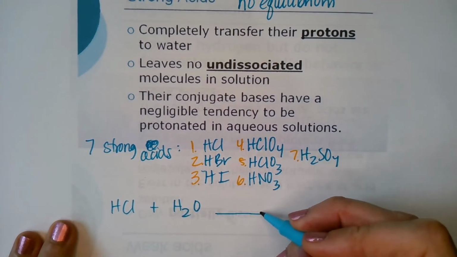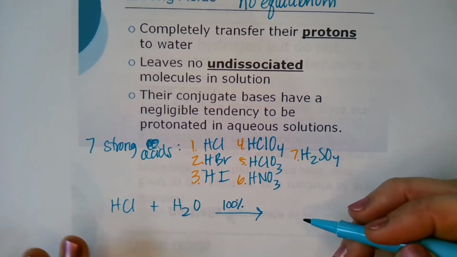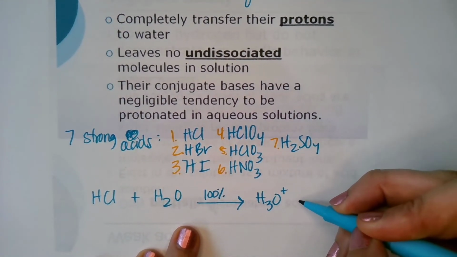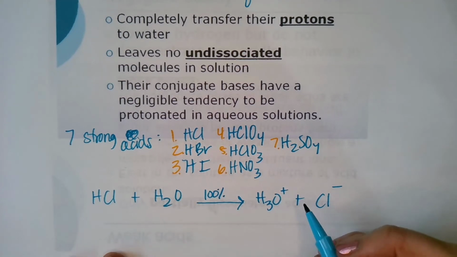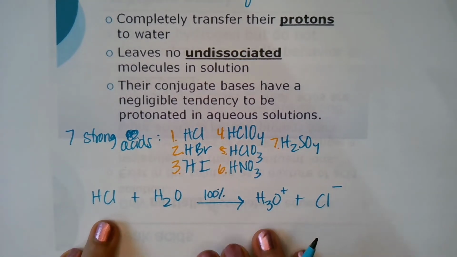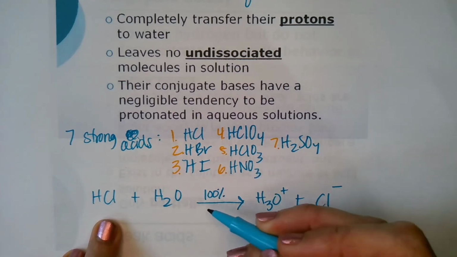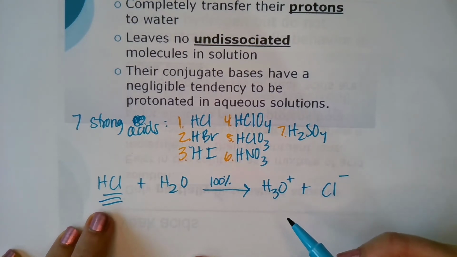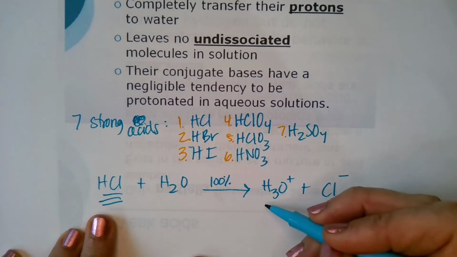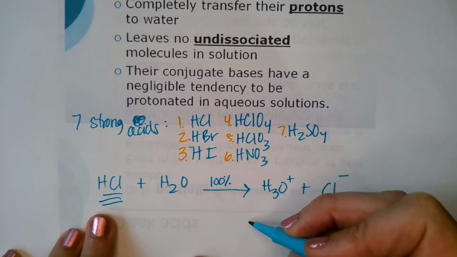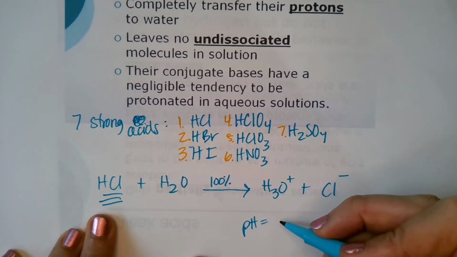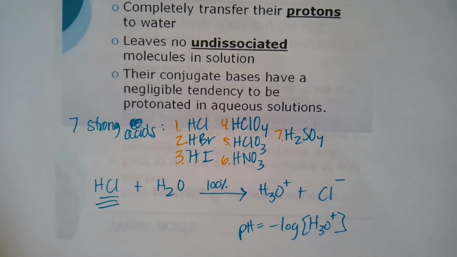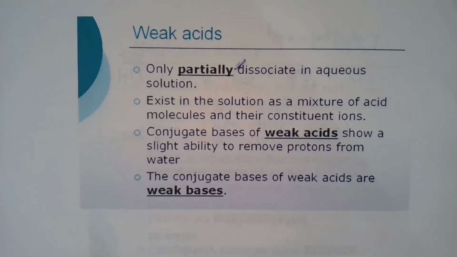So if I took HCl and put it in water, it is going to 100% dissociate in solution. So I'll have H3O plus and Cl minus, and I can measure the pH. There's no need to do an ICE chart with this. There's not going to be an equilibrium. I can measure my pH from the concentration of my HCl, and it's going to be the same as my product here, by taking the negative log of my H3O plus ion.